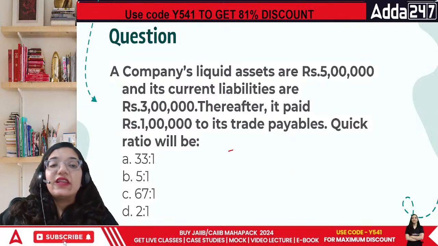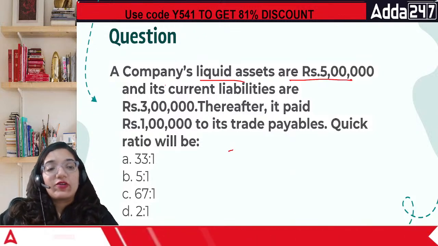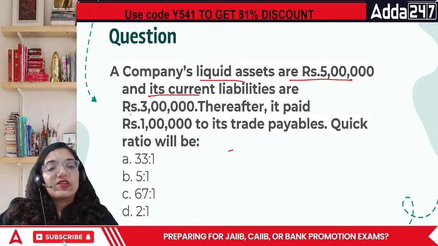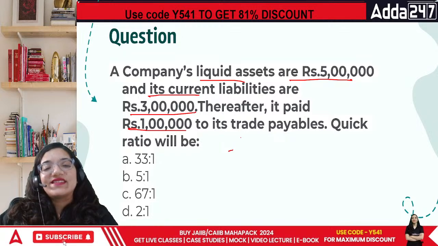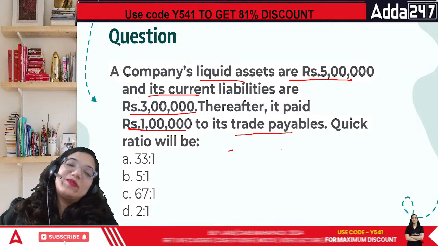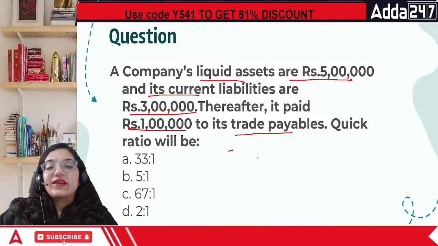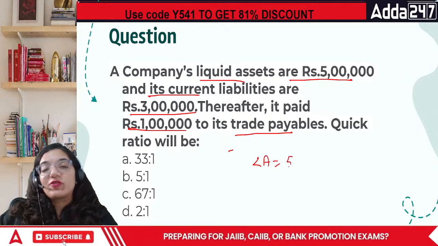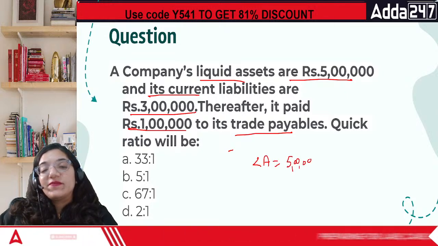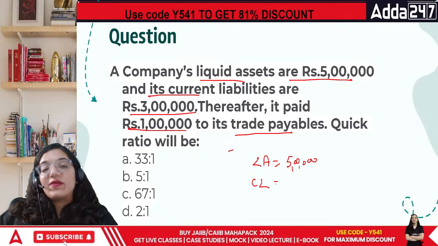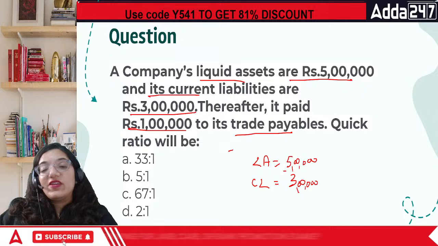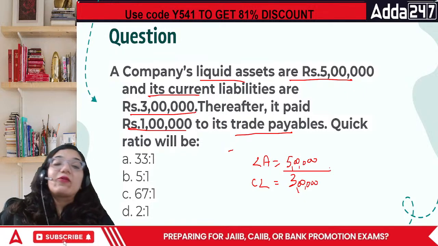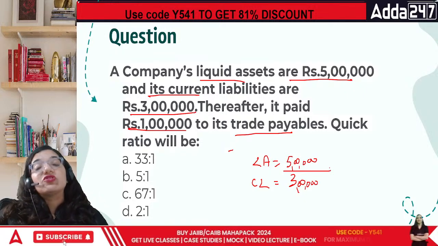A company's liquid assets are of 5 lakh rupees and its current liabilities are of 3 lakh. Thereafter, it paid 1 lakh rupees as its trade payable. Quick ratio will be. Okay, everyone, the company's liquid assets were of 5 lakh rupees. Current liabilities are of 3 lakh rupees. And then you divide it. Liquid assets upon current liabilities normally gives you the quick ratio.